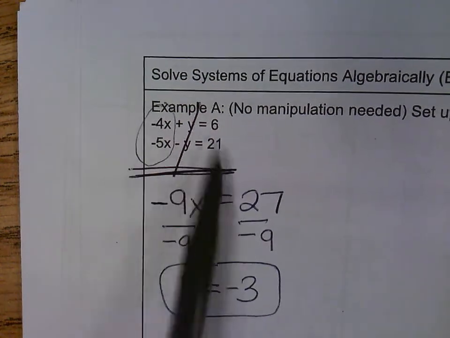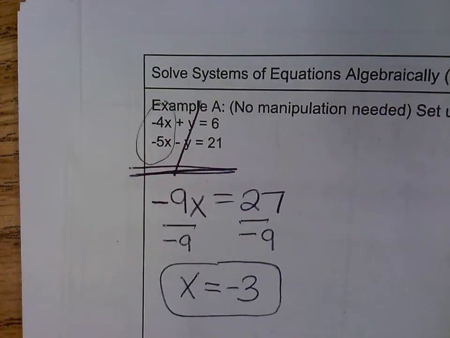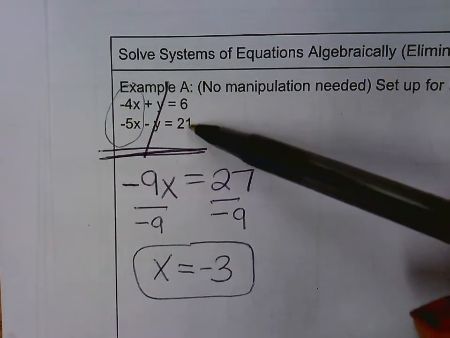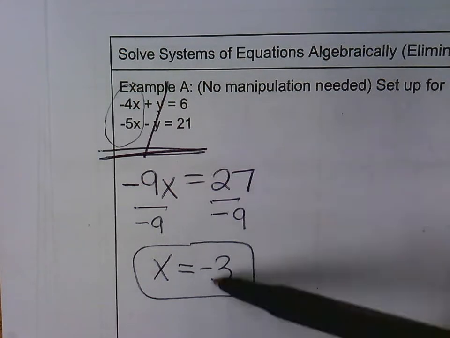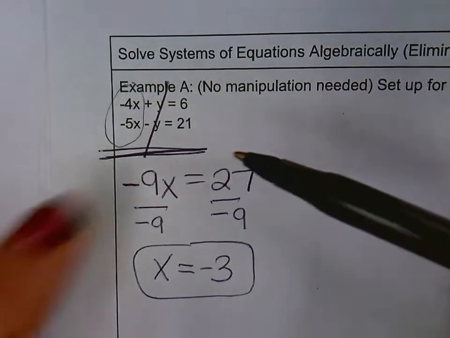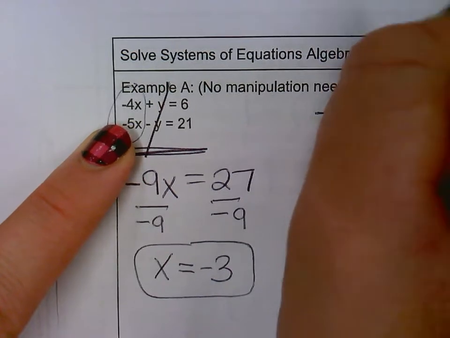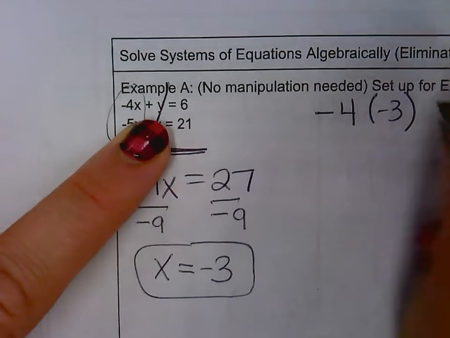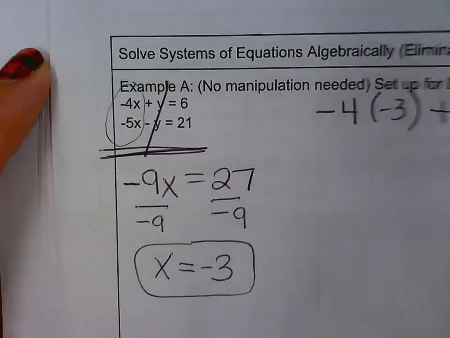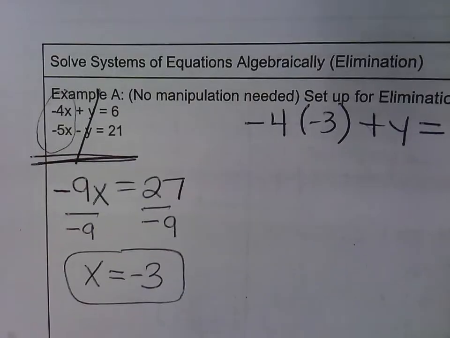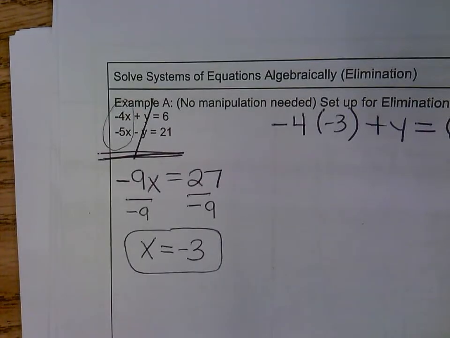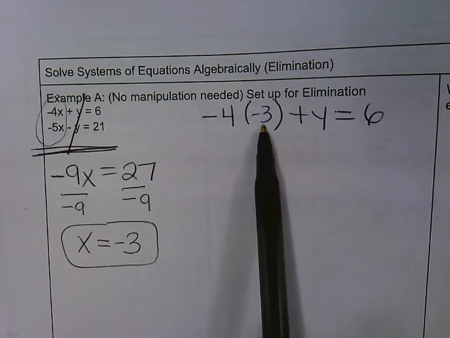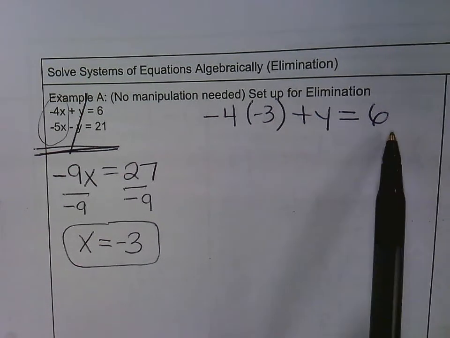Literally in one step, I got here. I still need to plug it back in, either into the top or the bottom equation. Both of them look about the same, so I'm going to plug it into the top equation to solve for y. So I would have negative 4x, so times negative 3, plus y equals 6. It takes a little bit more work to solve for the other variable. So I have negative 4 times x, which is negative 3, plus y equals 6.